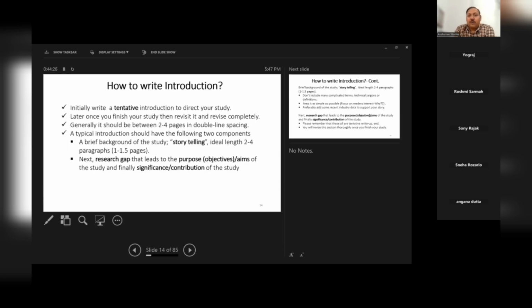Now, how can you write this kind of thing? Initially, you write a tentative draft introduction to direct your study. Later, once you finish your study, you can revise it and rewrite it completely. So that's what we generally do.